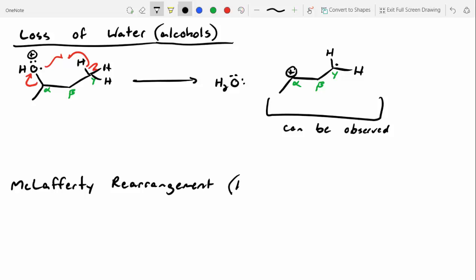What if you didn't have a gamma carbon? What if you don't have a gamma carbon? Then you might not observe that minus 18 peak very well. But you could still observe alpha beta cleavage.